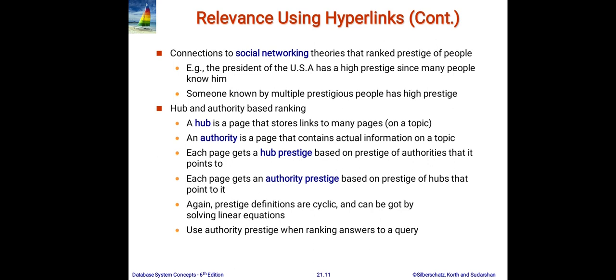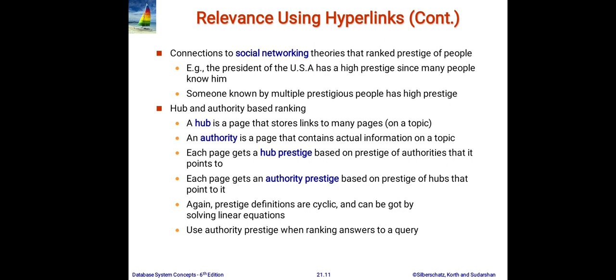So this connection is basically used in social networking theory, as I told you, Google already uses a page ranking algorithm. For example, in a social network, the President of the USA has high prestige since many people know him. The same thing applies here. If I want to go somewhere for traveling, I understand that Goibibo is the best site, so everyone will try to go to it. Why? Because it is the best search.